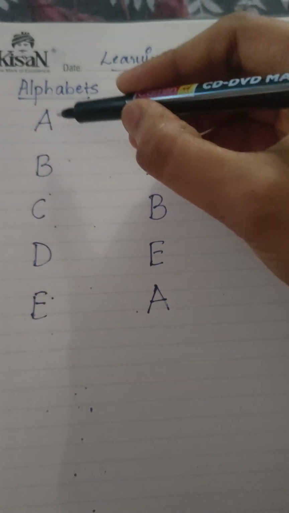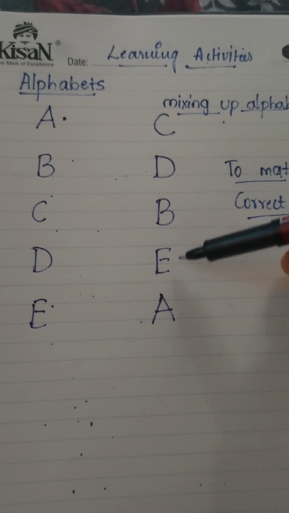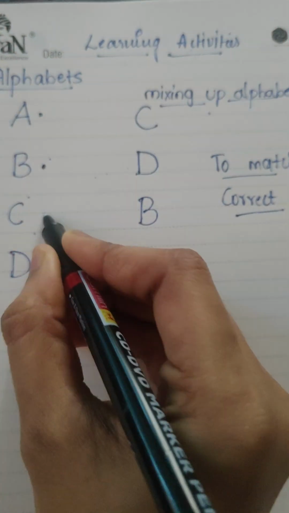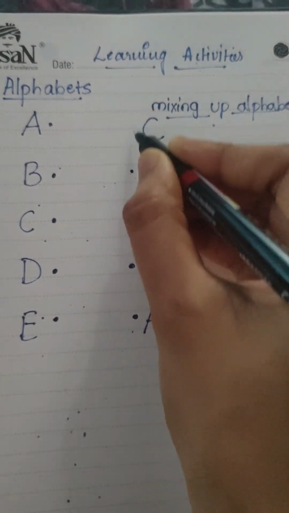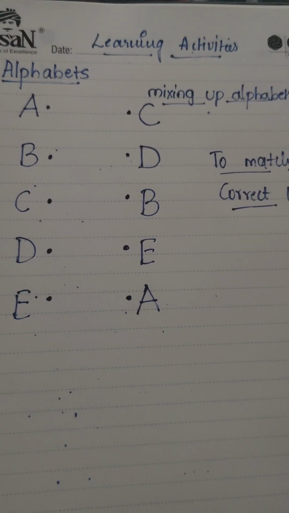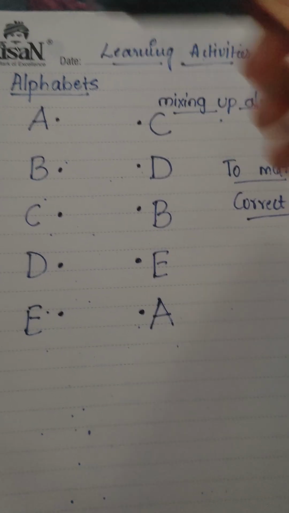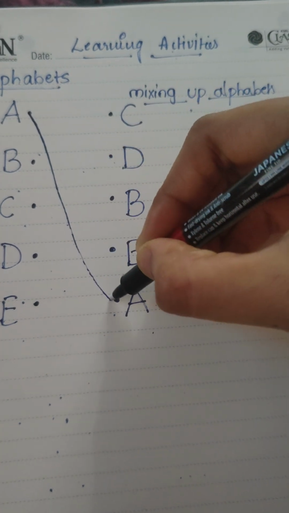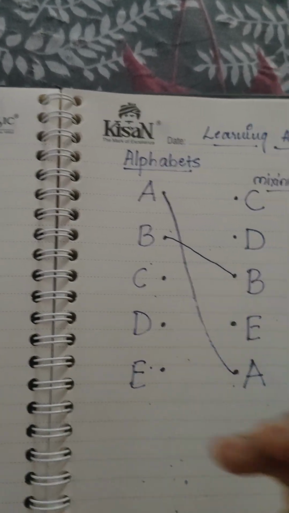So definitely we have to ask them. This is A. In this section, can you find out where is A? Before that, you draw like this. You keep some dots here so that they will not cross the dot. Now ask, this is A, where is A in this section? If the child has knowledge of alphabets, definitely he will show here. Next B. Where is B in this section? So he will match like this.